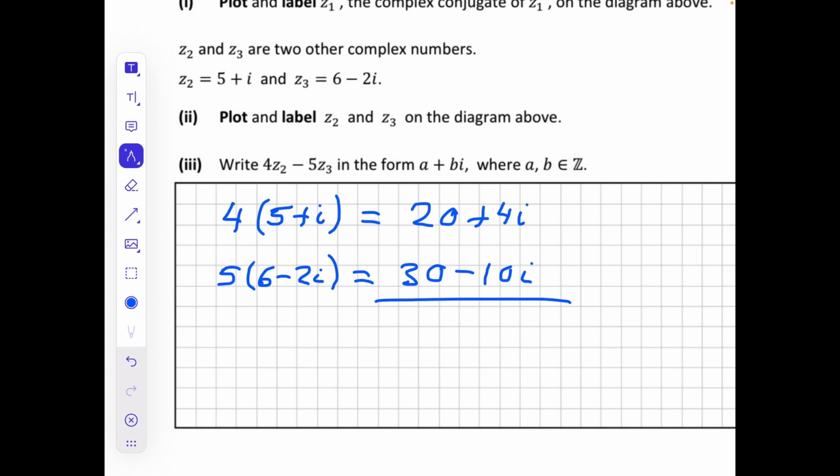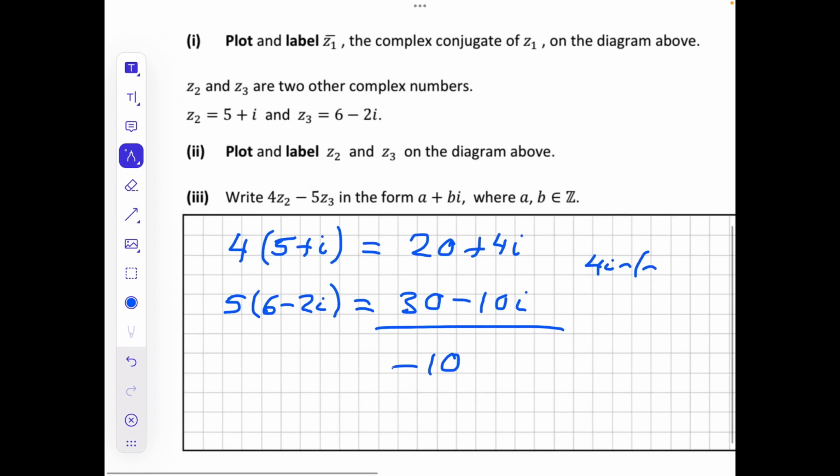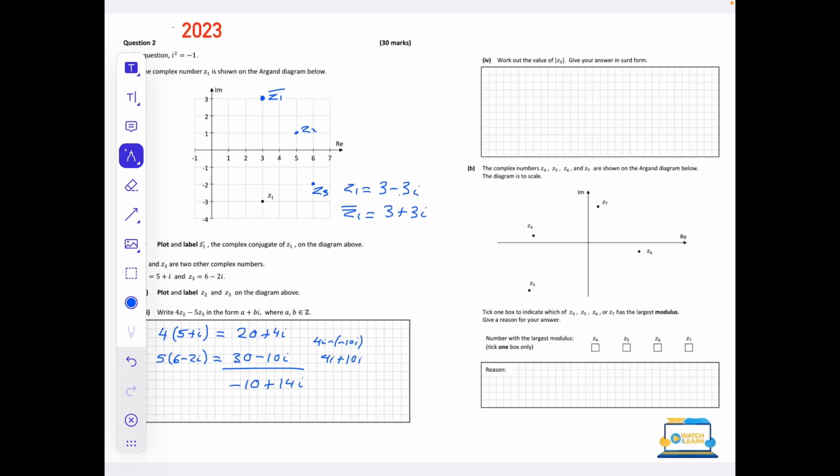Now, what the question does here, it wants us to subtract it. So 20 minus 30 is going to give me minus 10. And 4i minus minus 10i. So here we have 4i minus minus 10i. That's going to be 4i plus 10i, which is going to give me plus 14i. Okay, when you're minusing a negative number, it changes the signs to positive, so you'll actually end up adding them. Okay, again, a lovely question. Things that if you watch this video, you will have prepared and be able to apply your knowledge directly.